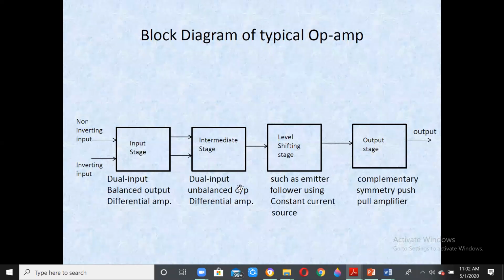That is why unbalanced. Then you have a level shifter, which is generally an emitter follower using a constant current source, which shifts the level of the signal so that the DC value which is there here is removed. And then you have an output stage, which is generally a class B push-pull amplifier, a complementary class B push-pull amplifier or something like that. And we will get the output. So naturally, it's like a power amplifier, and we'll get the output which is quite large.